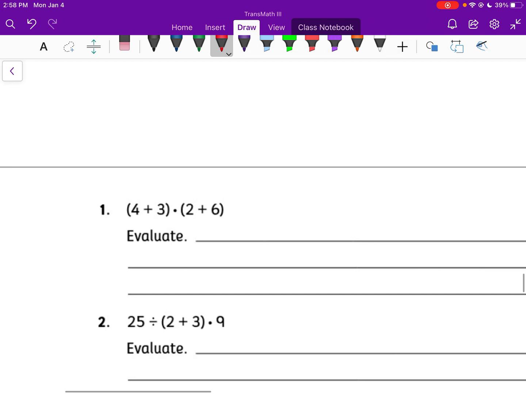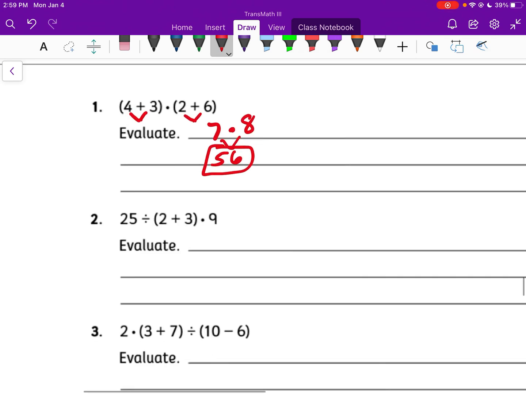All right, so for this one, again, evaluating these expressions, parentheses always comes first. We have 2 parentheses, so I can just go ahead and do those both right away. 4 plus 3, I get 7. The operation between those two is multiplication. 2 plus 6, I get 8. Okay, so then 7 times 8, we get 56. And that is done for that one.